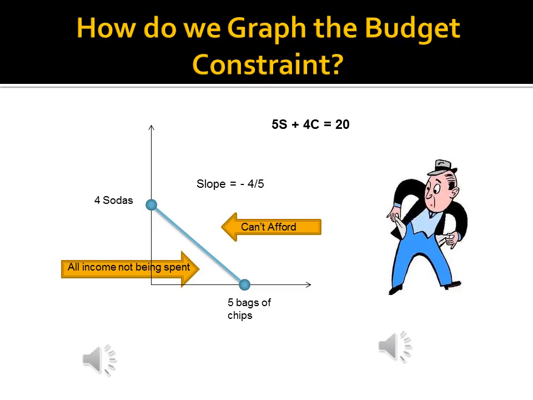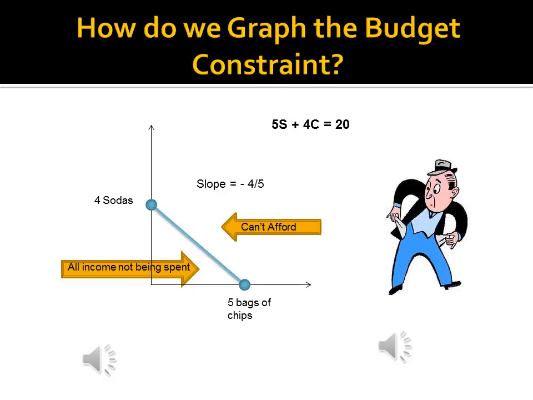How do we graph the budget constraint? First, we need to determine where each point hits the axis. So we must now consider how much of each good can be consumed if all available income was spent on that particular good. For example, if all of a consumer's income is spent on soda and none on chips, the consumer can buy 20 over 5, which is 4 sodas. And this is represented by the point on the graph at 0,4 on the left side.